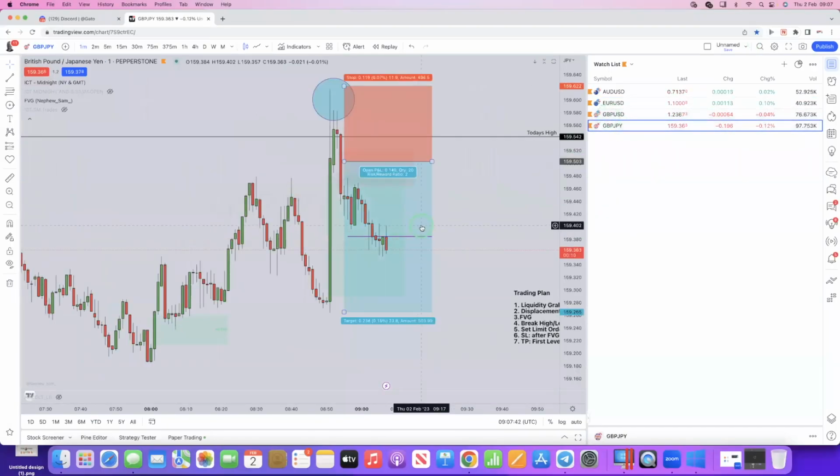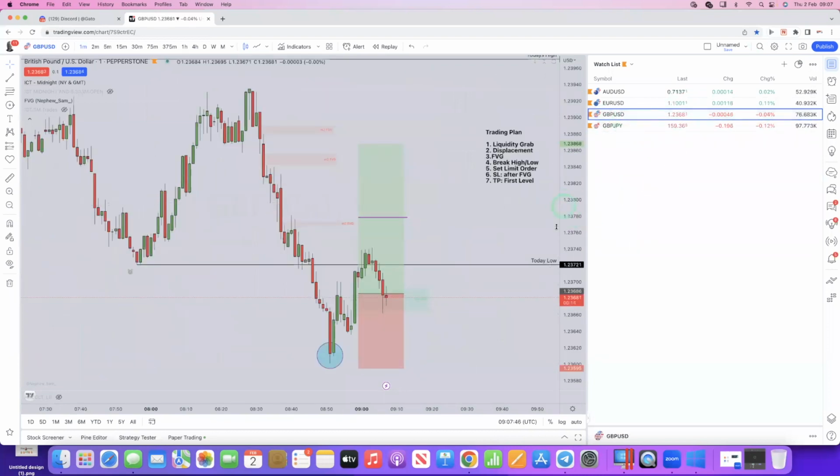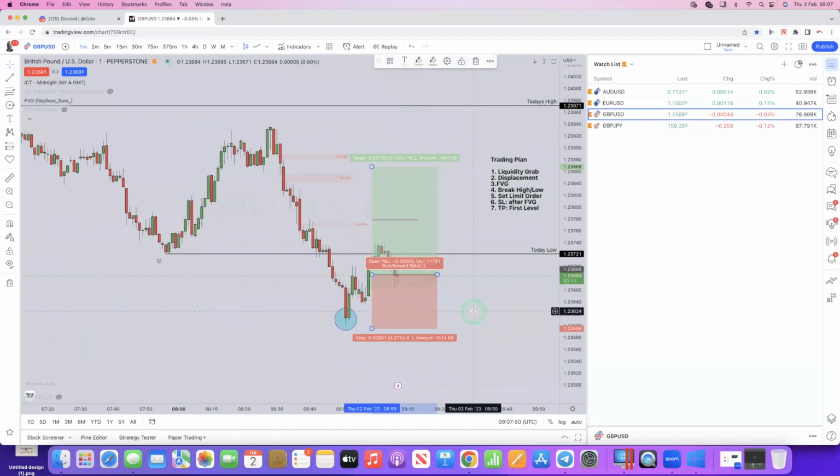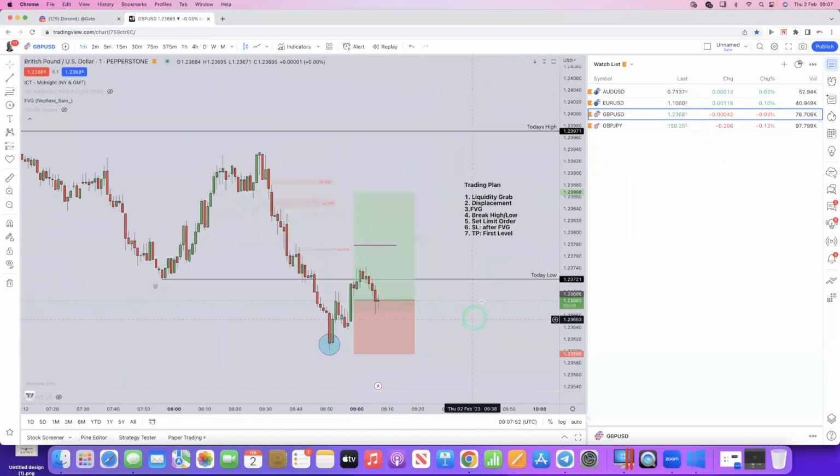Okay, guys, so we haven't quite gotten an entry on the GBP JPY. The GBP USD has entered. Again, like I say, we're just doing price watch today. We'll see how this reacts. We've got an area here which would be a 1%.